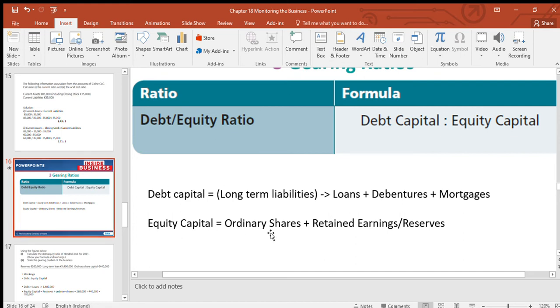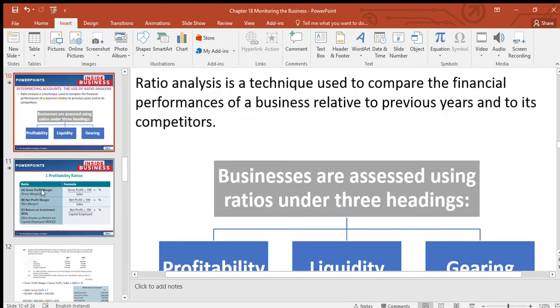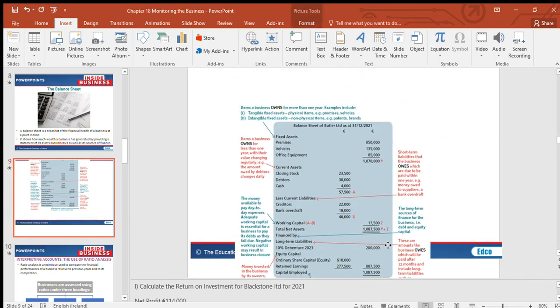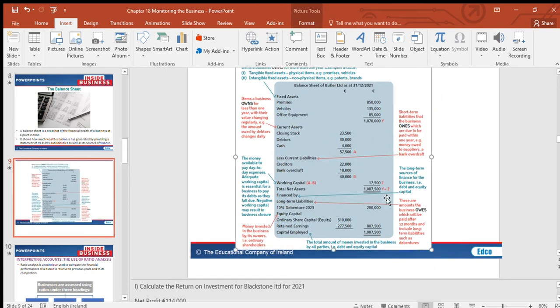Where do I get my equity capital? It's here again at the bottom of my balance sheet. This is equity capital. This is the heading: ordinary shares, retained earnings. So when they ask you to find the debt to equity ratio, your debentures and loans are your debt, and your ordinary share capital and your retained earnings are your equity. So if they give you this in a question and tell you to find the debt to equity, you know debt is down here and you know equity is here.